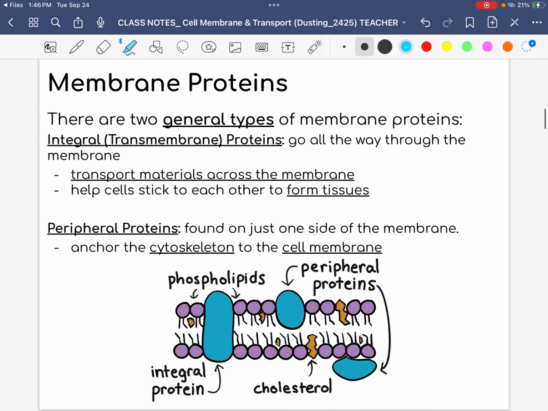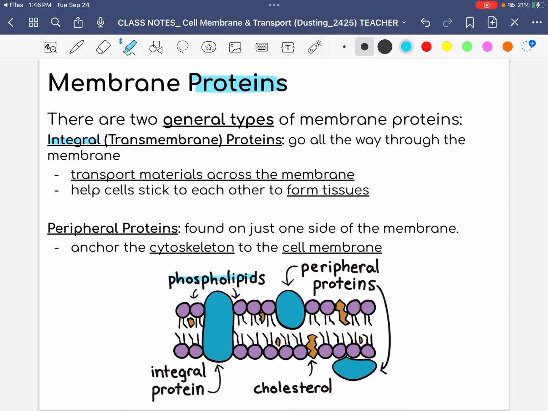Okay, now we've talked about how the cell membrane is a mosaic of different things. It's made of lots of pieces. And so we know that it's made of phospholipids, but it's also made of proteins. And the proteins in the membrane have all sorts of different jobs, but there's two general types.